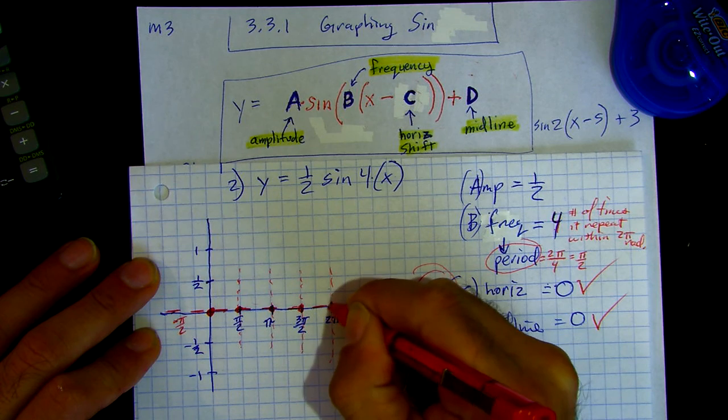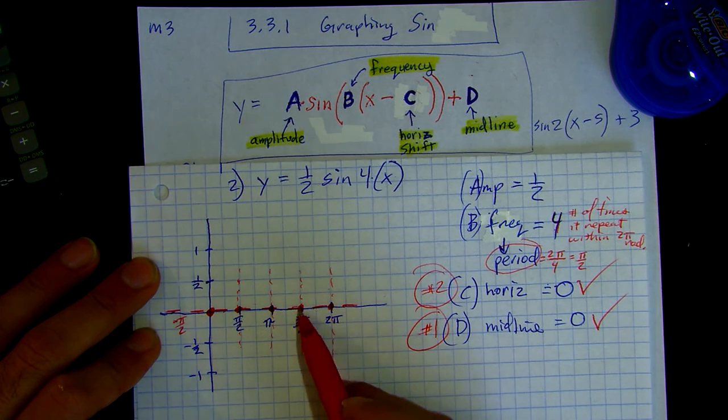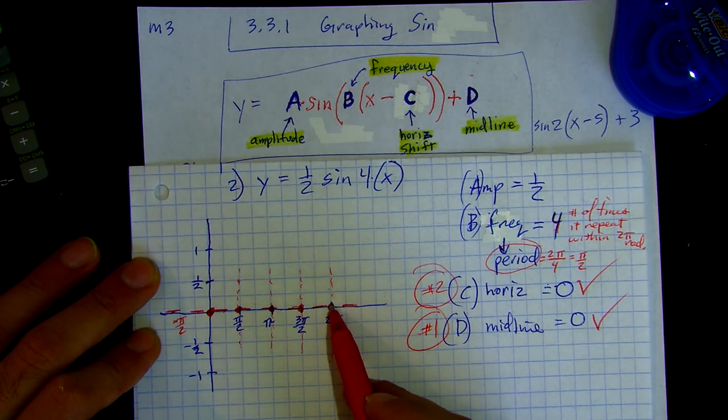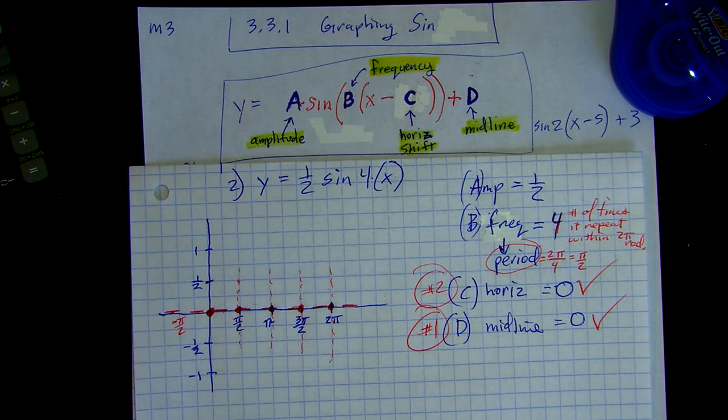Let's see if we did this right. It's going to go 1, 2, 3, 4. Frequency is 4. It repeats 4 times by 2 pi. We're good. Okay, so I put those there. That kind of helps me map where this is going.